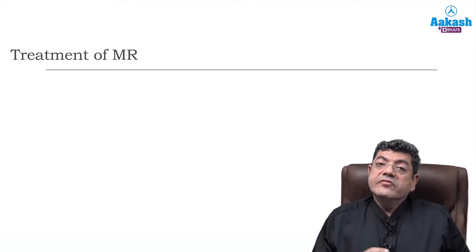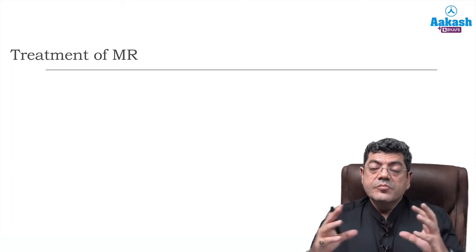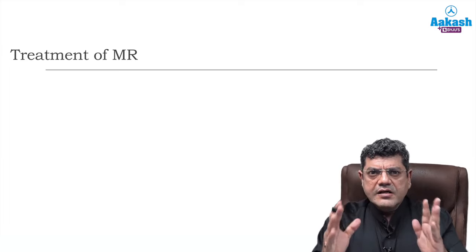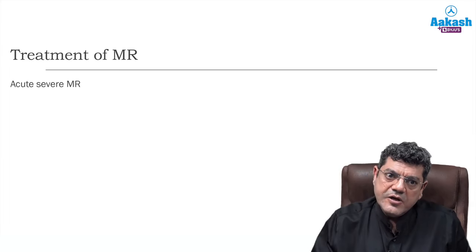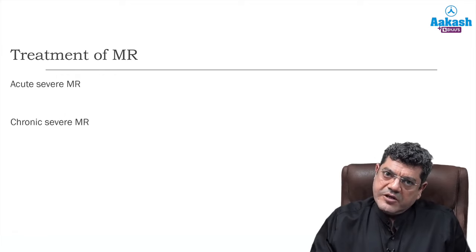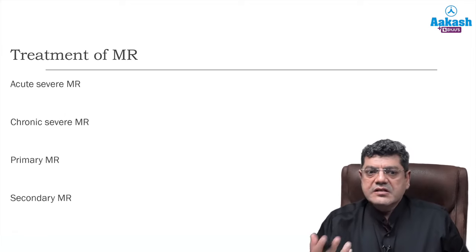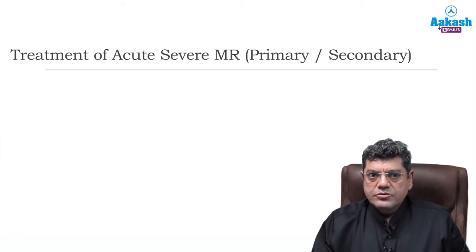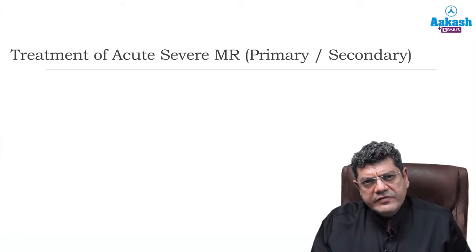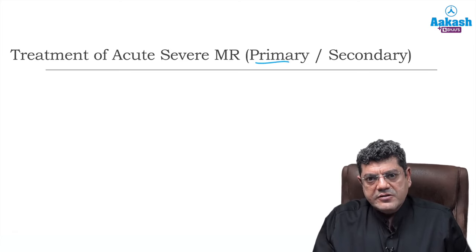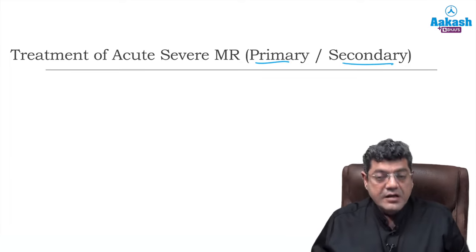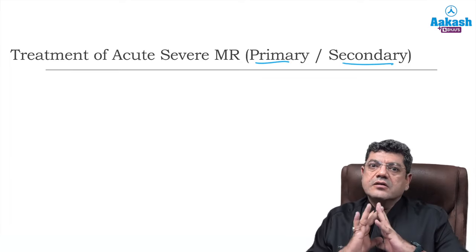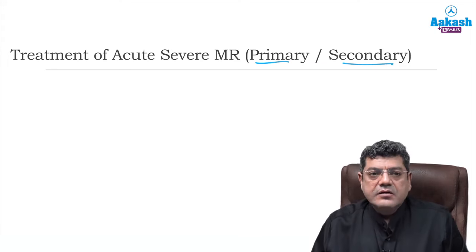You would divide them. We said that the classification is important because that's how you approach treatment. So, is it an acute MR or is it a chronic MR? Is it a primary MR or is it a secondary MR? And I'll just show you how. So, for acute severe MR, whether it's primary, that is because of disease of the leaflets or chordae, or secondary, because of the annulus, papillary muscle or myocardium, acute severe MR is a big emergency, right?